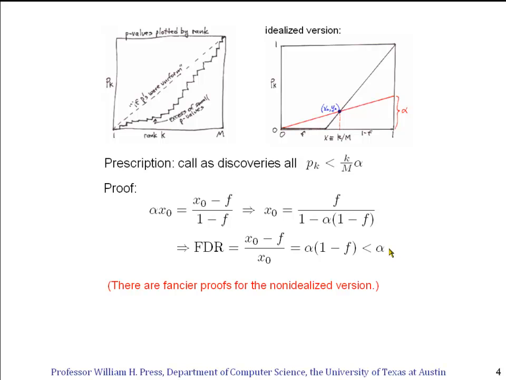There are fancier proofs for the non-idealized version where we don't assume that the curves are straight lines over here, and I'll leave it to you to look those up in the literature.